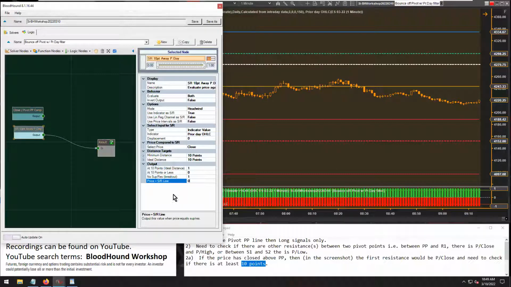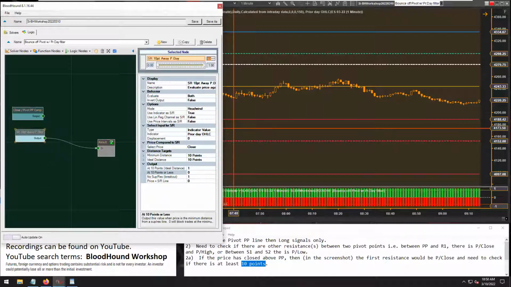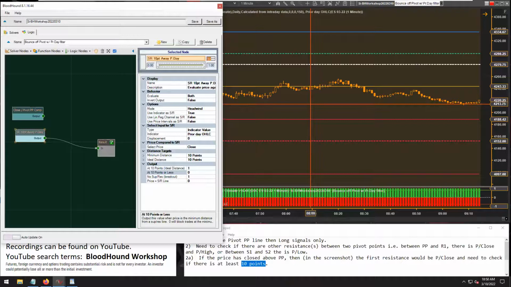So for more detail on all of these outputs and how they work, you'll want to go watch the training video, the documentation video on the support resistance solver, and that'll give you a lot more detail as to how the distances work, and how all the outputs work there.